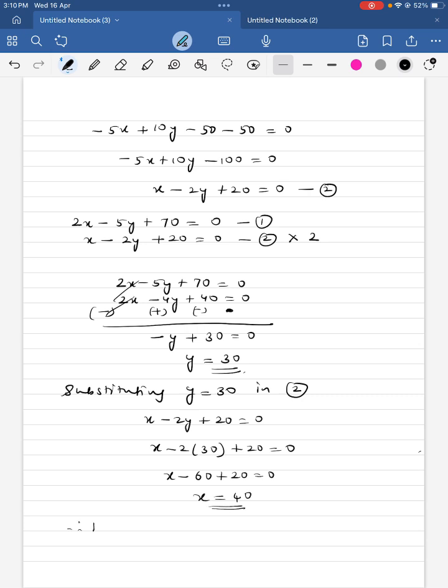Okay, so therefore the length of the rectangle is equal to 40 units and the breadth of the rectangle, which we had assumed as equal to y, is equal to 30 units. Hope the question is clear.